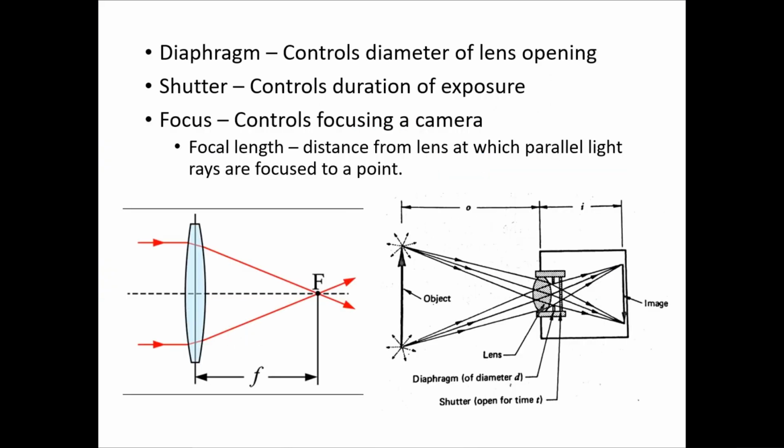The first one, you can see in the bottom right image initially. You can see the diaphragm. The diaphragm is something that controls the diameter of the lens opening. You can see the diaphragm there on the right side image. If you have a larger lens opening, what will happen? It will capture more light, right? So you can control how much light you want by controlling the diaphragm.